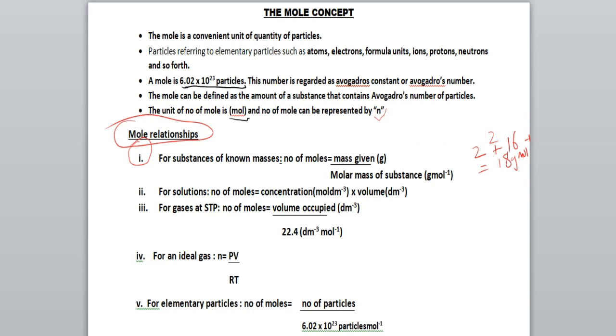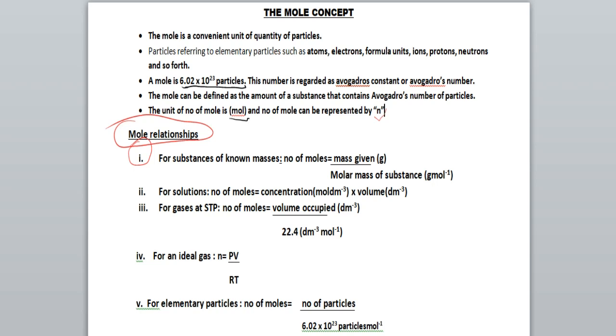Okay, now how do we get the unit gram per mole? We know it has been mentioned to us that number of mole is measured with the unit mole, and we all know mass is measured in gram. So how do we get the unit of molar mass?